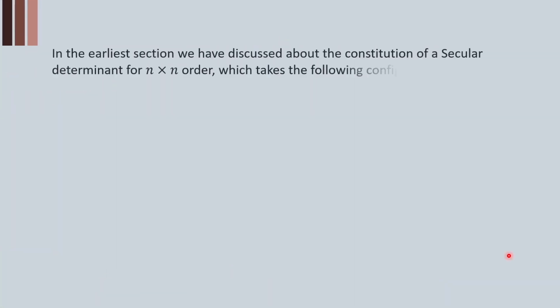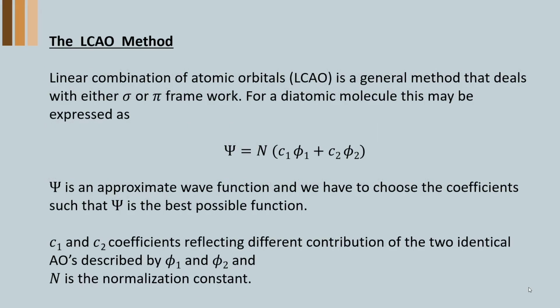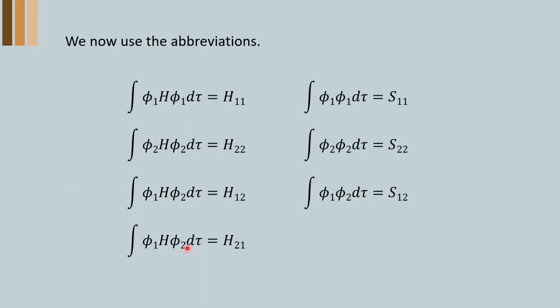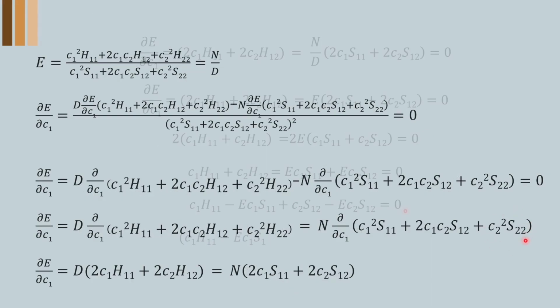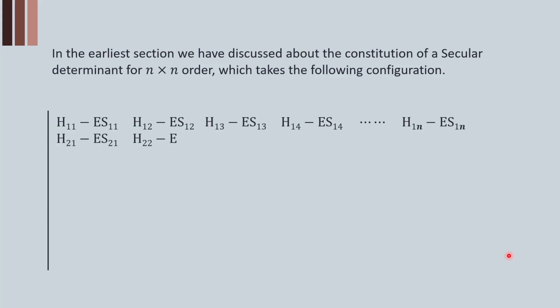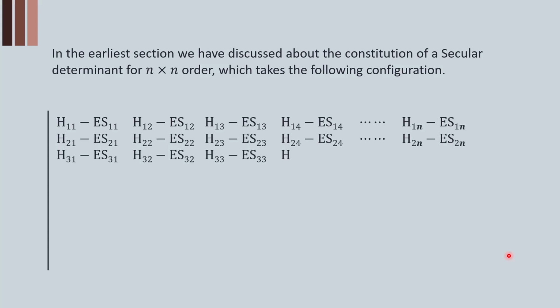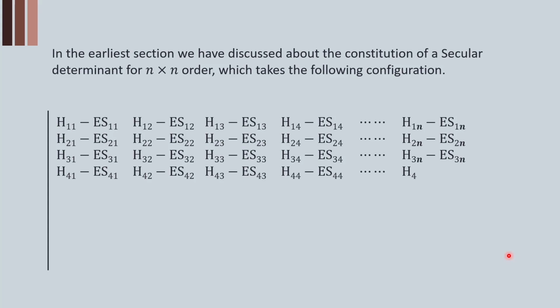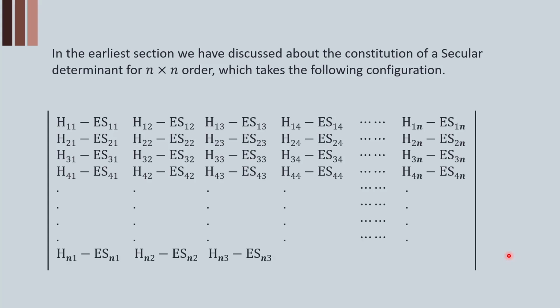In the earlier video, we have seen that a secular determinant of order n by n can be constructed, which has the form h11 minus eS11, h12 minus eS12, and so on up to h1n minus eS1n, followed by a number of terms that are there through the secular equations. A determinant of order n by n has been constructed using this method.